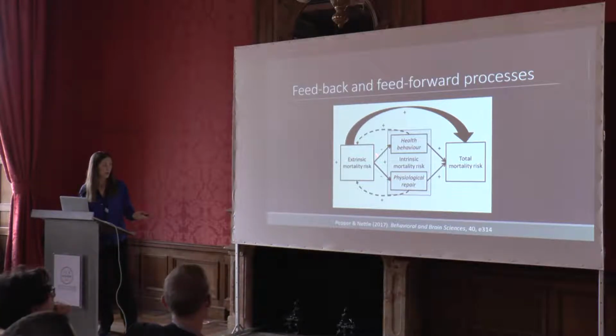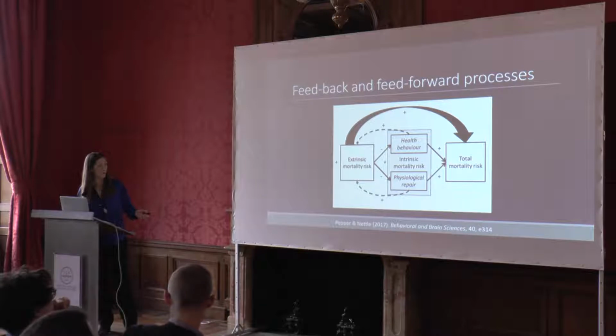If you have high total extrinsic mortality risk, you might expect people to decrease their investment in health behavior and potentially also to do less physiological repair. This will actually increase intrinsic mortality risk, which thereby increases total mortality risk. This is the same thing you saw on the earlier slide, just depicted differently. But what is not depicted on the earlier slide is that potentially once some of this failure to invest in health behavior and physiological repair has happened, it may be irreversible.